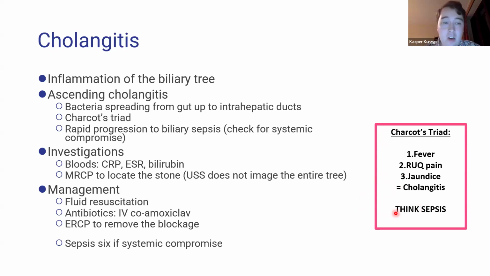And as it says, cholangitis can easily convert into biliary sepsis. So check in the question, is the patient hypotensive? Is there a high heart rate? Is the resp rate high? If so, think sepsis, do sepsis 6. If they are a bit less unwell, you will do standard bloods, but you will also do MRCP to locate the stone, as the ultrasound does not image the entire biliary tree, and you want to see the entire thing.